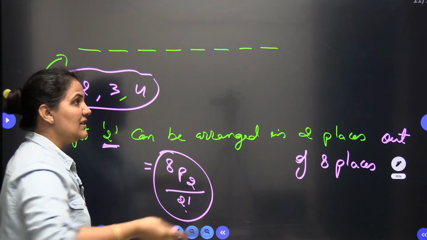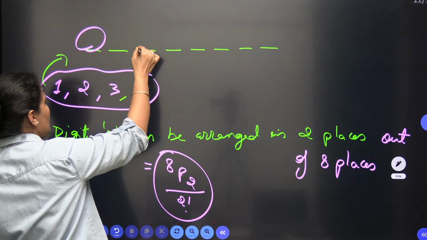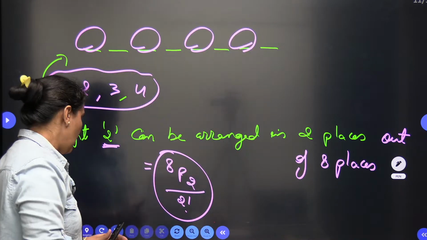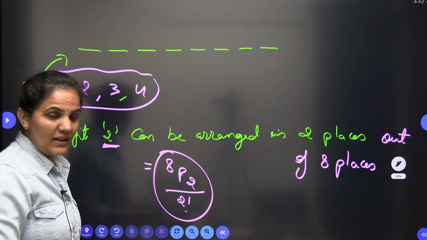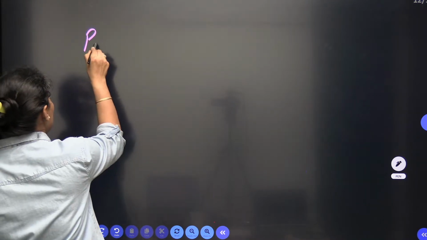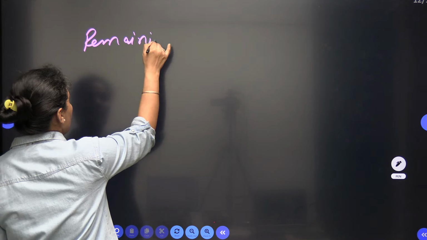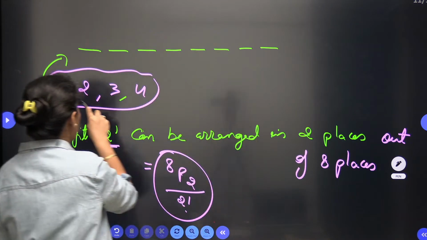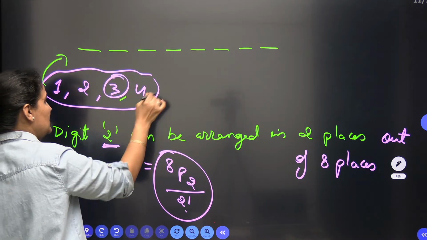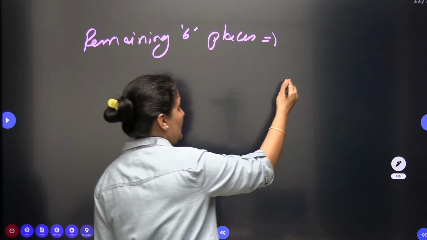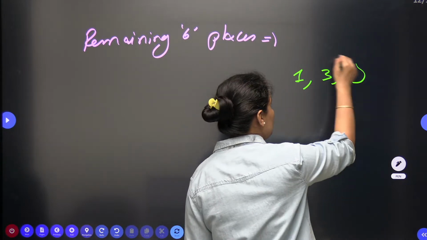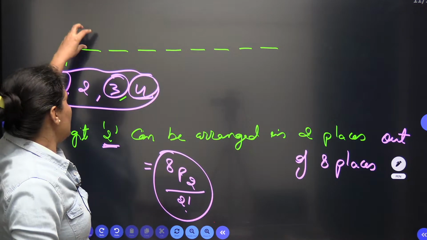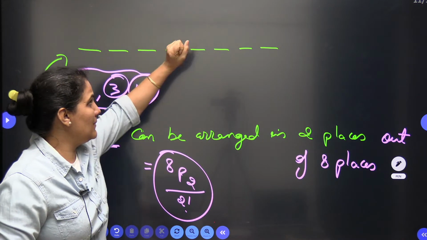What about the remaining 6? It's not necessary that these 2 or these 4, it can be anywhere. So for the remaining 6 places, the number of arrangements will be, because now we are having only 3 digits, whether it is 3, 4 or 1. For the remaining places we are having only 3 digits, so it can be anything. It can be here, it can be here.